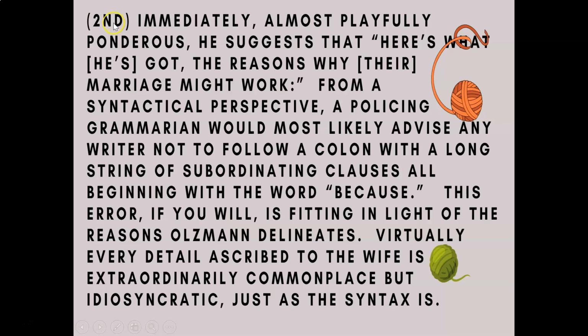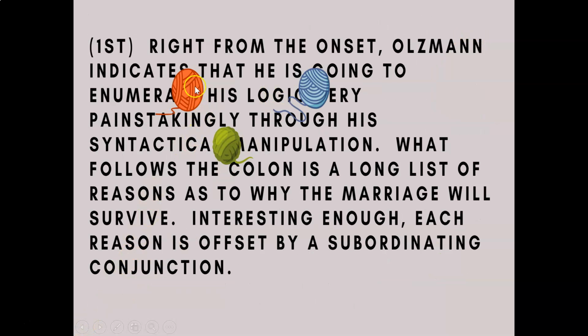Fourth sentence begins the second premise. Go get quotes and paraphrases for that orange, for that red. So immediately, almost playfully ponderous, he suggests that here's what he's got. The reasons why their marriage might work, colon. All right, why do we do that? Because we promised you that we would do that right here with that red yarn. We're getting into the enumeration.